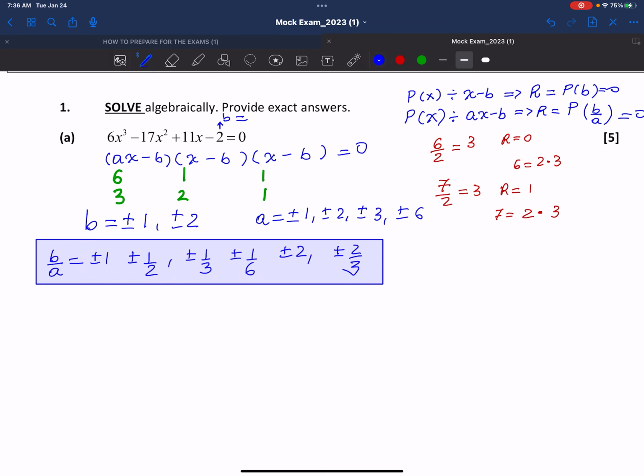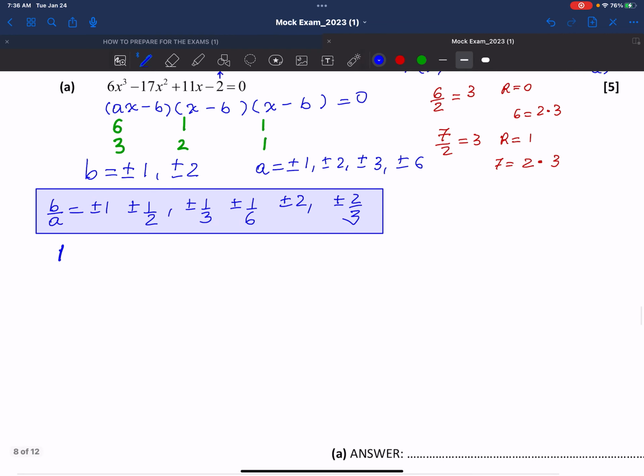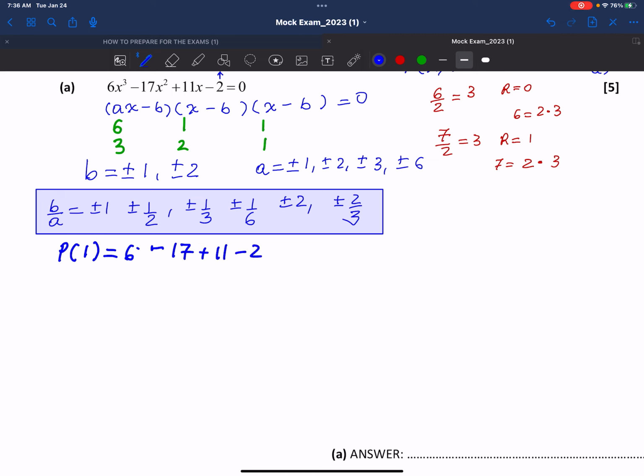So I'm going to search for my factors by finding the value of the polynomial at 1 first. That will be 6 minus 17 plus 11 minus 2. As you can see, we have negative 17 plus 11 plus 6, which is 0, minus 2, negative 2. So that would be negative 2, which is different than 0. And that tells us that x minus 1 is not a factor.